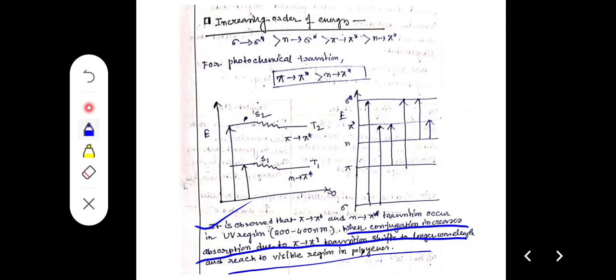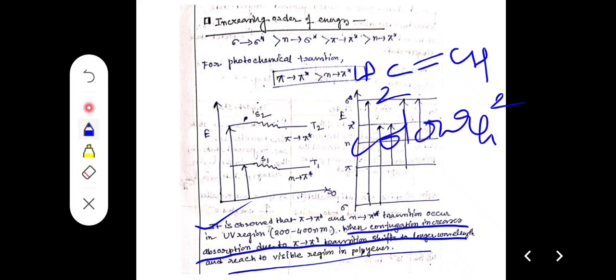Due to transition. But when conjugation is there, the pi to pi star transition shifts to a longer wavelength. Longer wavelength means lower energy, so it goes to the visible range, and due to this we see color. As an example, ethylene is colorless. There is one double bond, one pi to pi star transition possible, no conjugation attached, so it goes to the UV region. That's why ethylene is a colorless molecule.